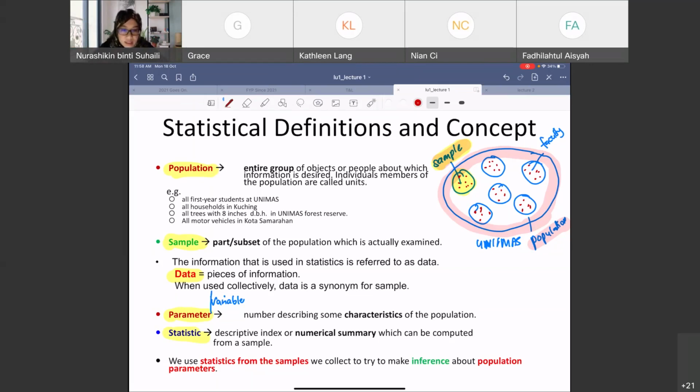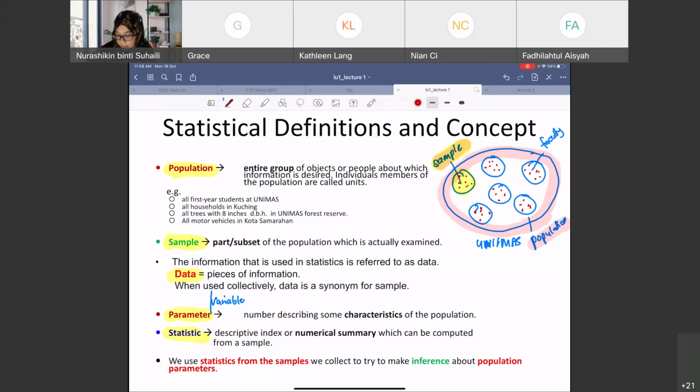So here you can see that it is a descriptive index or numerical summary which can be computed from a sample. So this is just about the term. We use statistics to make inference about population parameters. Okay, so what does it mean here? In a population, we have to know that there are many samples, and these samples represent the collective information of all the samples.